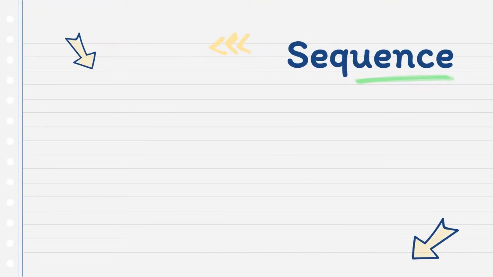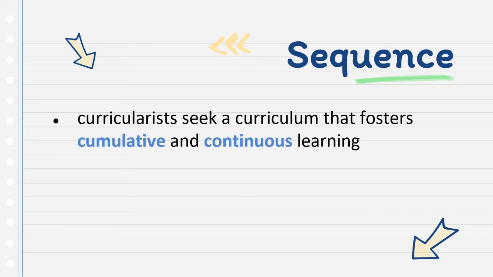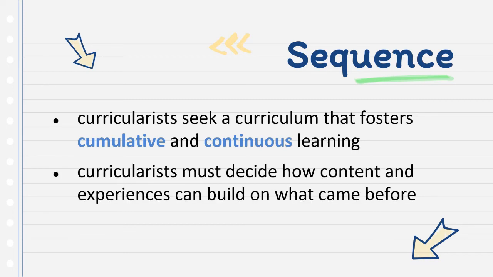Next is sequence. There is a long-standing controversy over whether the sequence of content and experiences should be based on the logic of subject matter or the way individuals process knowledge. So curricularists seek a curriculum that fosters cumulative and continuous learning, and they must decide how content and experiences can build on what came before.